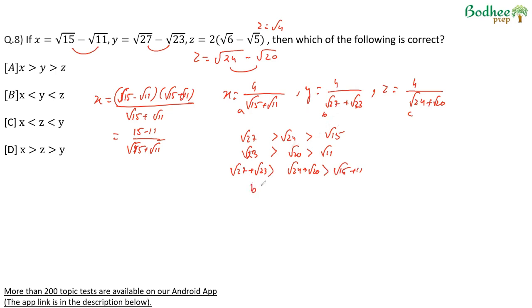That means b is greater than c is greater than a. Now if the denominator is larger, the fraction will be smaller, and therefore the smallest denominator gives the largest value, and therefore x is greater than z is greater than y becomes my answer. Option D. Denominator large means fraction small.